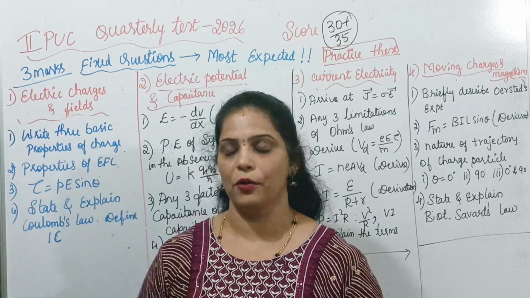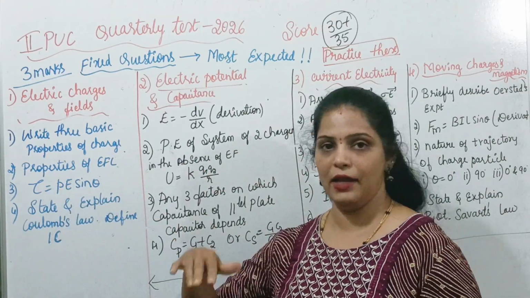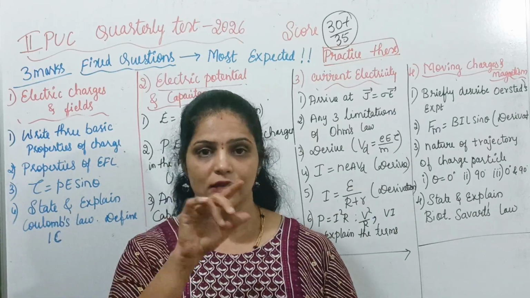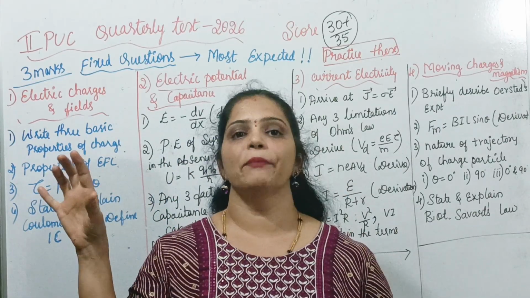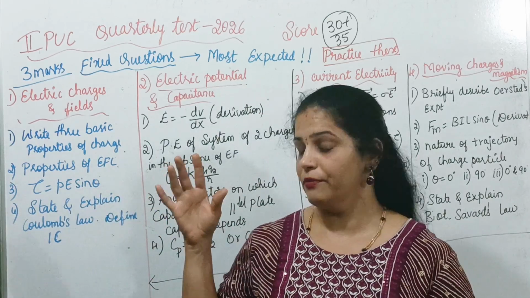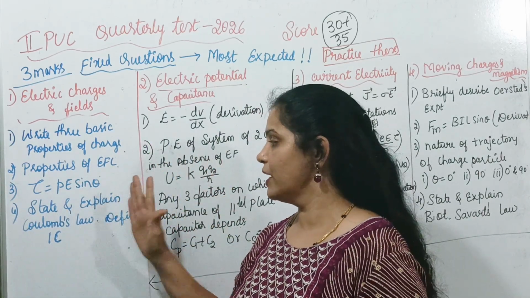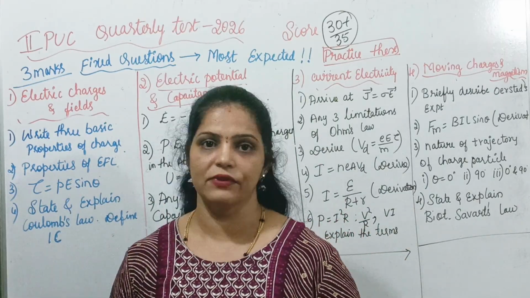The more crowded the field lines, the stronger the electric field. Like this, you can write any 3 properties. And derive an expression for torque on an electric dipole placed in a uniform electric field. You should draw the diagram of the dipole placed in the electric field. Here the parallel lines show the direction of the uniform electric field. Go through that, and state and explain Coulomb's law and hence define 1 coulomb. That is asked for 3 marks.